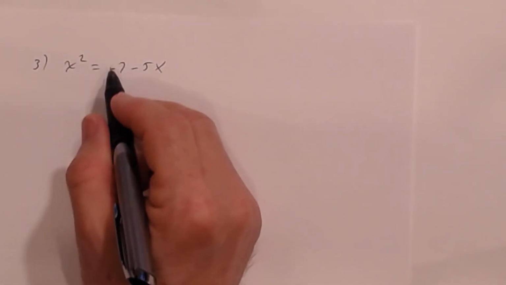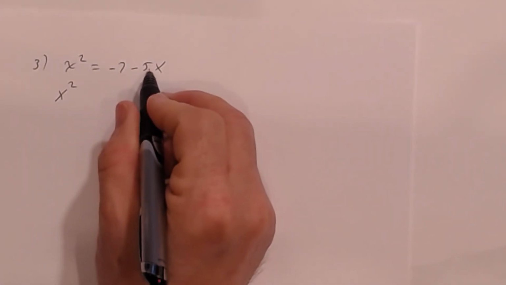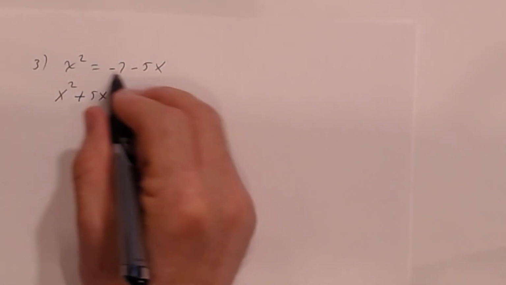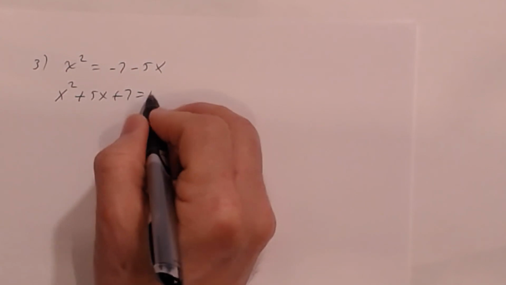All right, so this is not in standard form, so I'm going to put this in standard form, because you need 0 on that other side. So I'm going to get x squared, and I'm going to put it in descending order, so when I bring the negative 5x term over, I get positive 5x, and then negative 7, when I bring that over, I get positive 7.